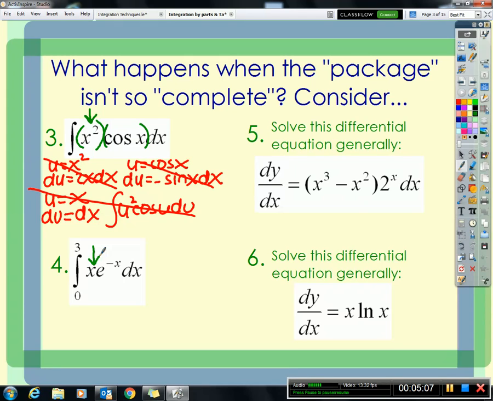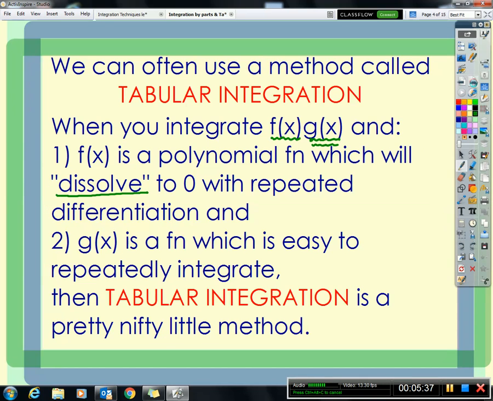Remember, we're looking for a polynomial that dissolves to 0. The x cubed minus x squared would be f of x on number 5. Remember, the first derivative would be 3x squared minus 2x. The second derivative would wind up being what? 6x minus 2. The next derivative would be 6. The next derivative would be 0. So, ditto here. You're going to differentiate from x to 1 to 0. So, on all the problems I've given you, one of the two functions is a polynomial that you could repeatedly differentiate until it dissolves to 0.